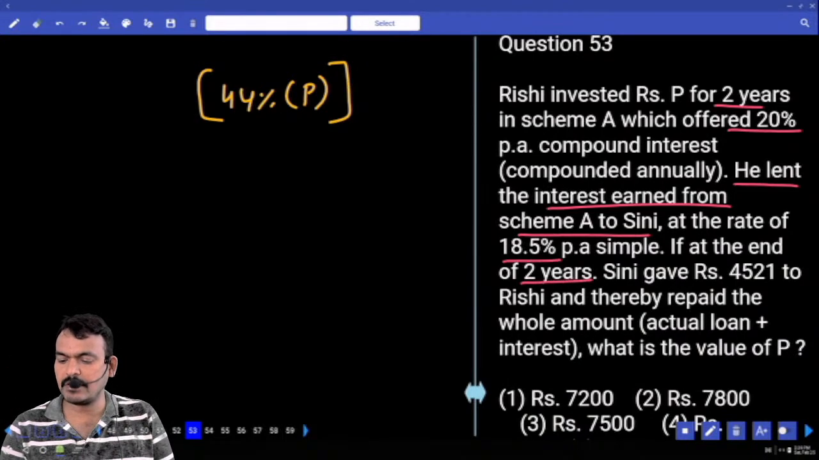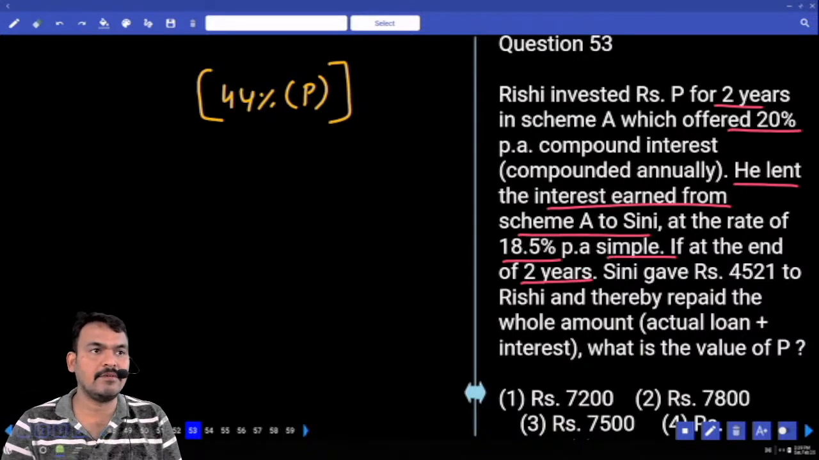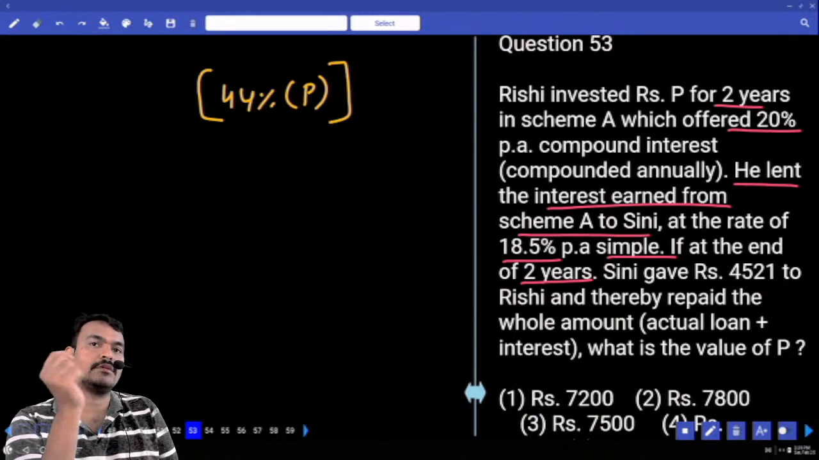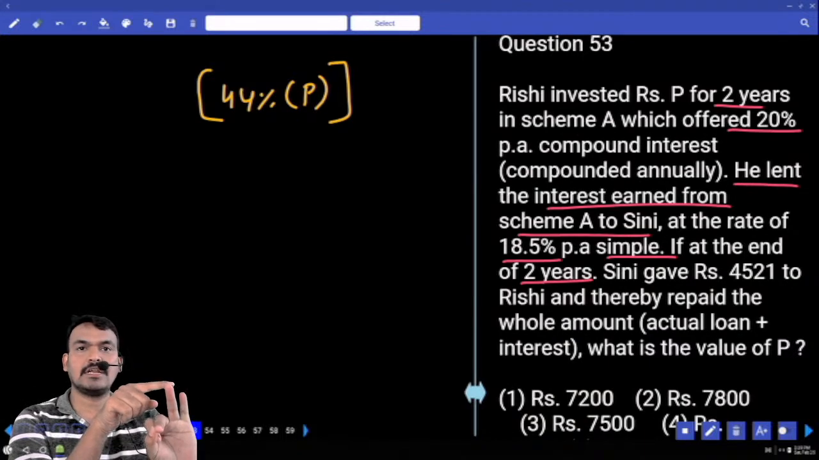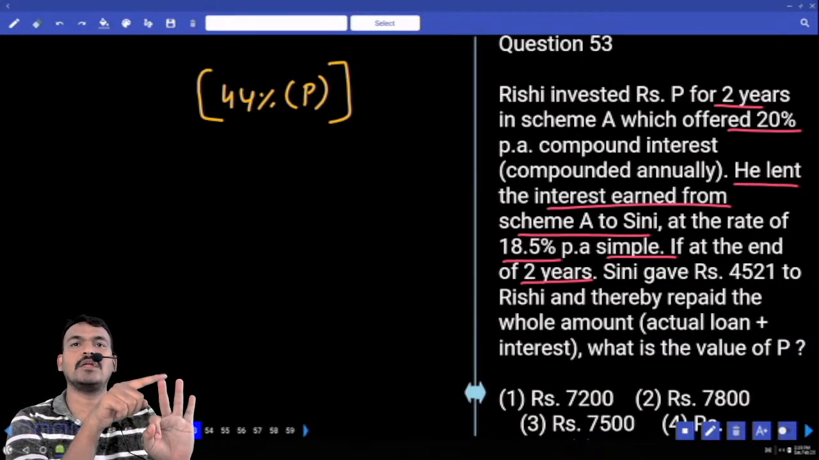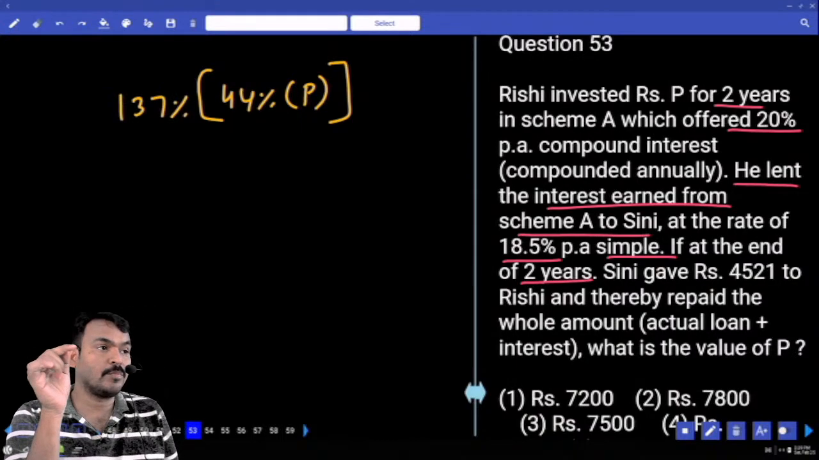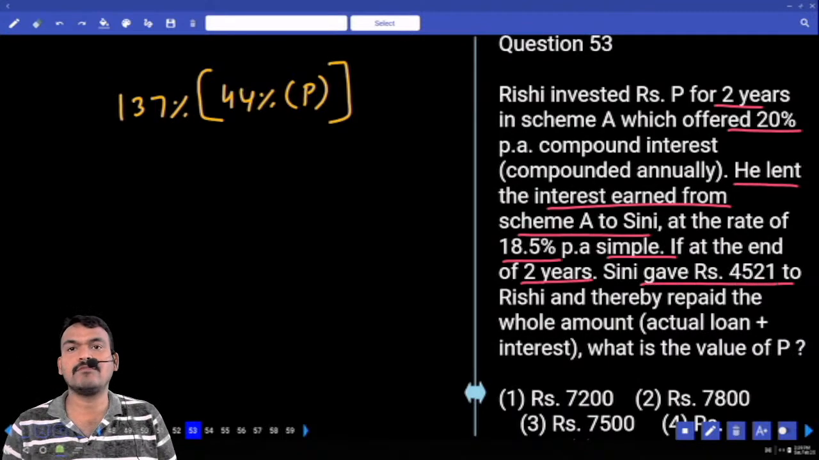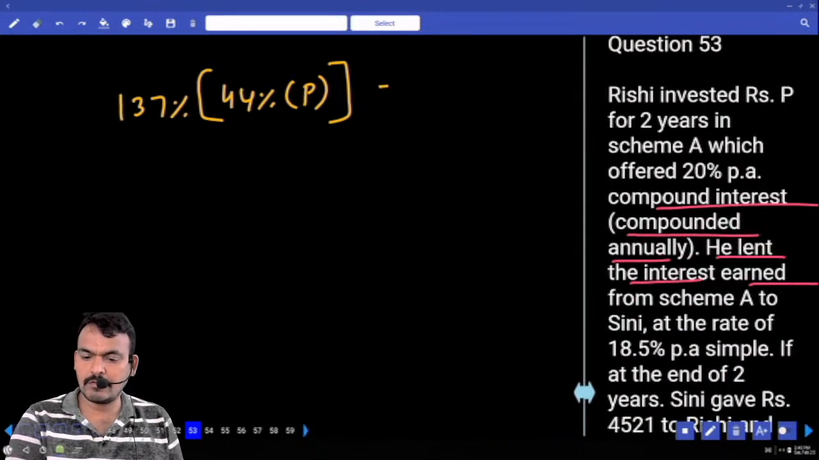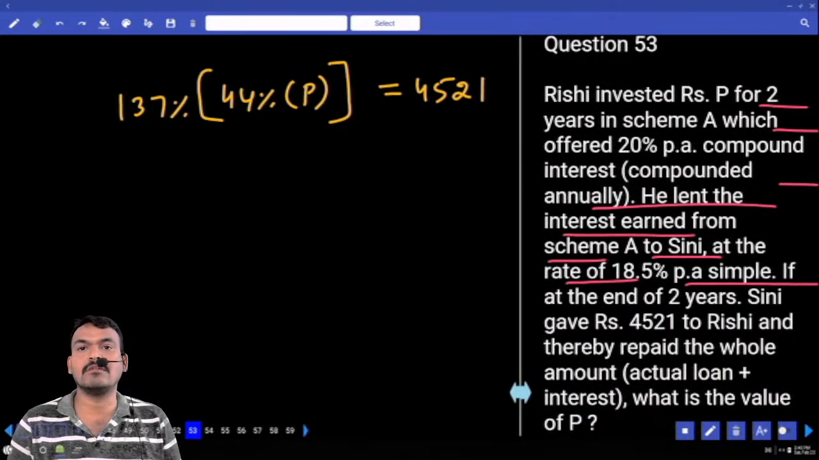18.5. Time is given, 2 years. How much simple interest are we getting? 37%. Interest 37%. Then the amount is 137%, interest 37, principal already 100%. Then we return 137% of 44% of principal. And it is also equal to how many rupees? 4521. Solving this one, we get the P value.